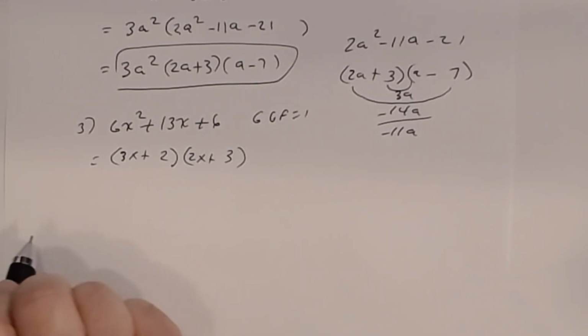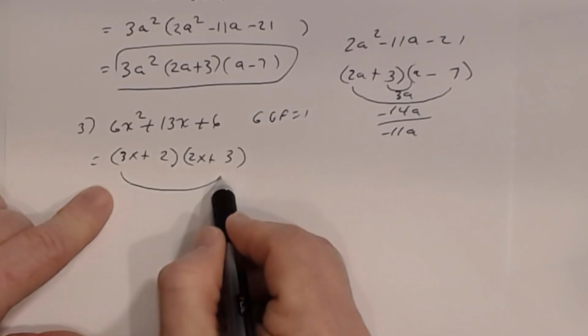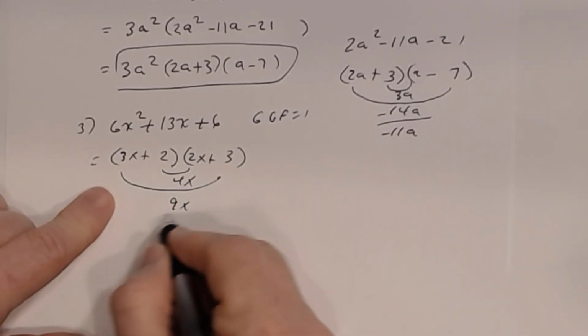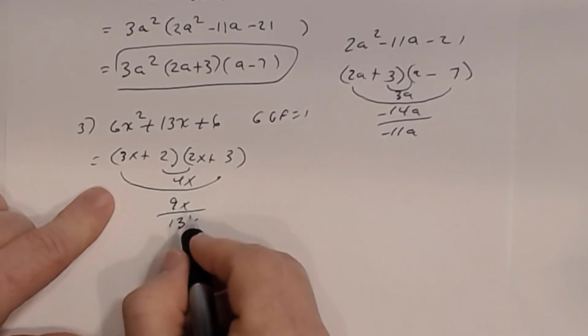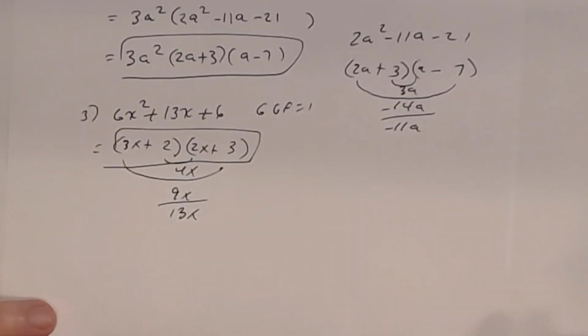All right, now let's check it. Let's see what we get. The outer, 3x times 3, is 9x. The inner is 4x, and when you add them up, you get 13x, which is what you wanted. So there's your answer. All right, let's do number 4.